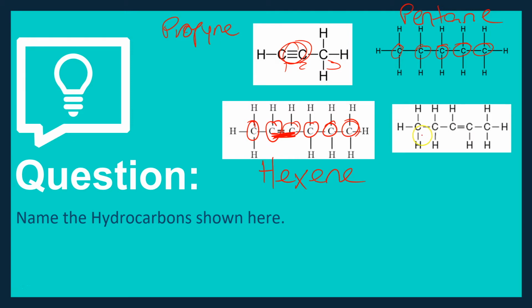Alright, lucky last. We've got 1, 2, 3, 4, 5, again like the one above it, so again it's going to be pent. But we have a double bond in here, so it's not pentane, rather it is pentene. Not Pantene, that's a shampoo and conditioner, but pentene. Alrighty, so that is how you can identify what a hydrocarbon is, or what its name is.